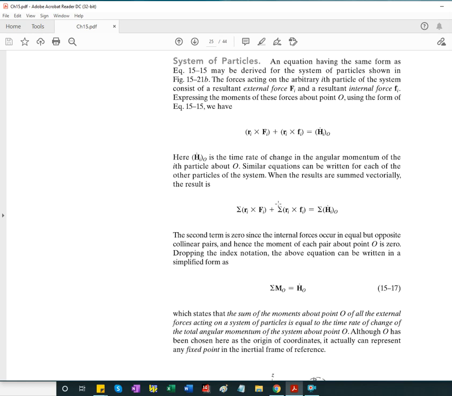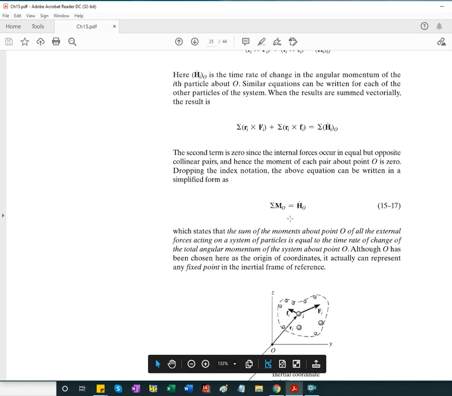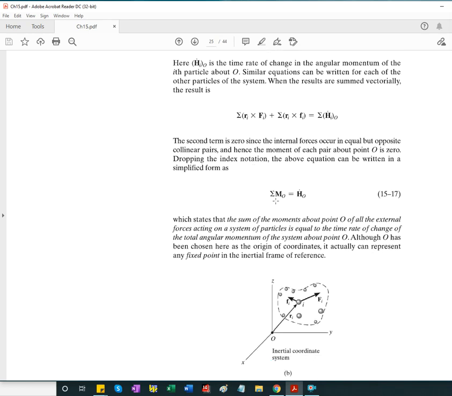Okay, the moment of internal forces is zero because they always occur action equal and opposite. This goes to zero for the entire system, and we end up with, so before we were talking just one particle, here we have systems of particles, and so this will be the total angular momentum for the system.